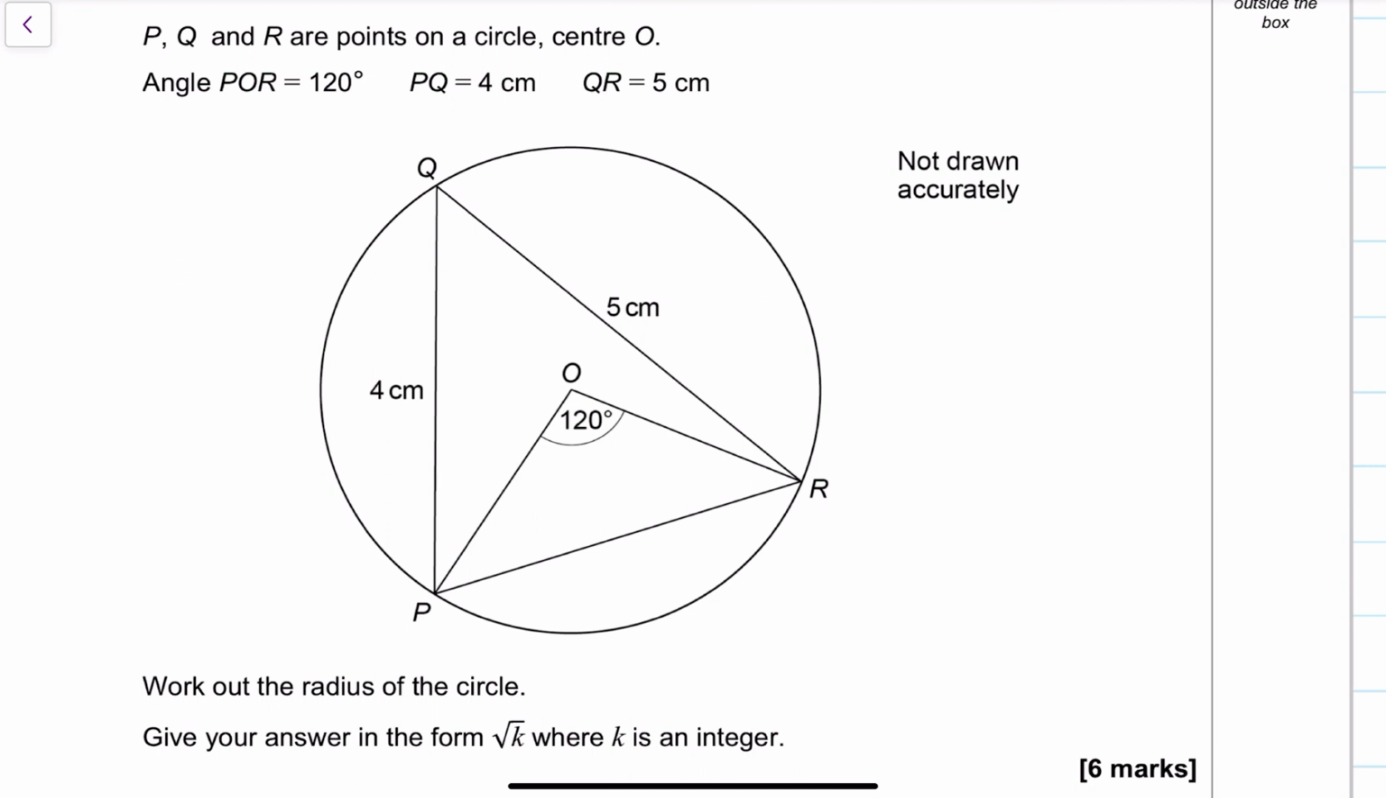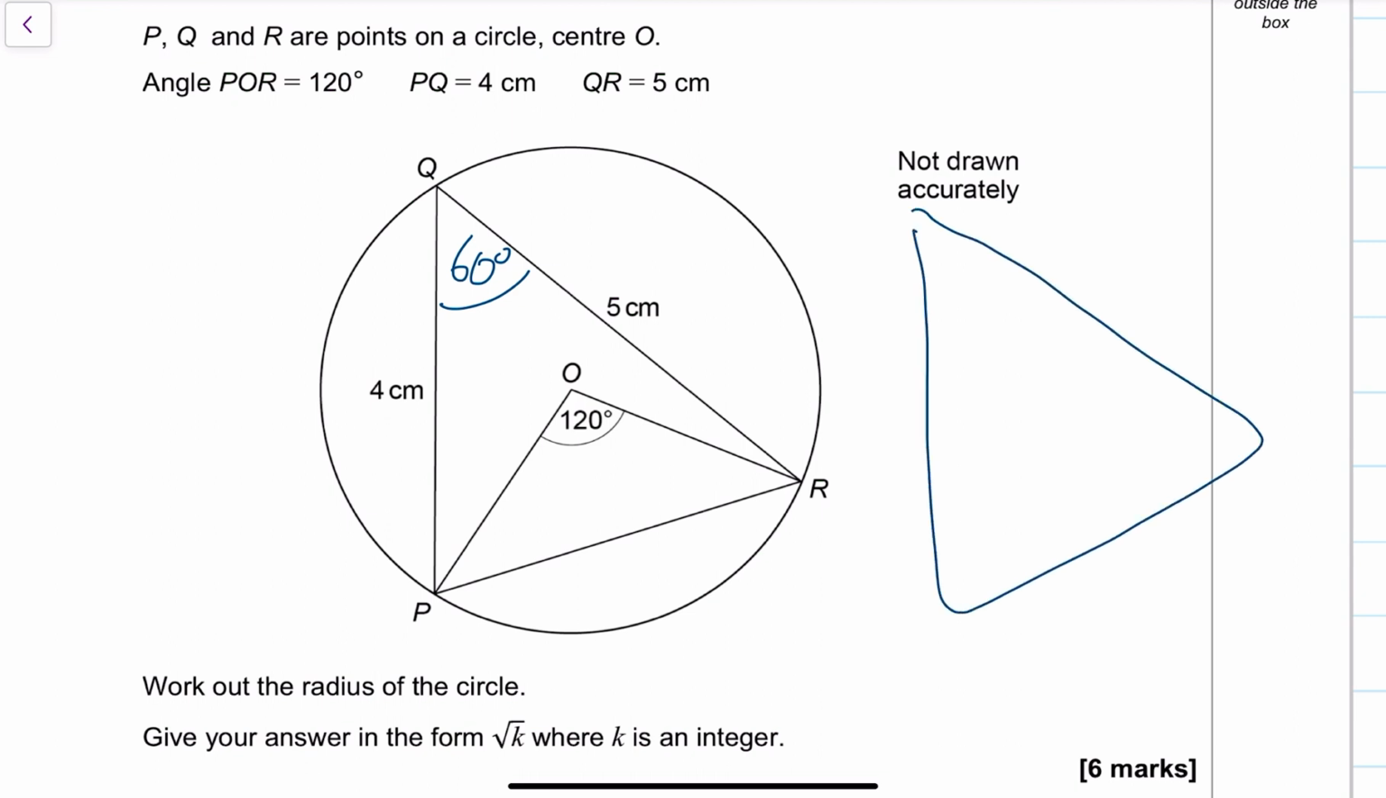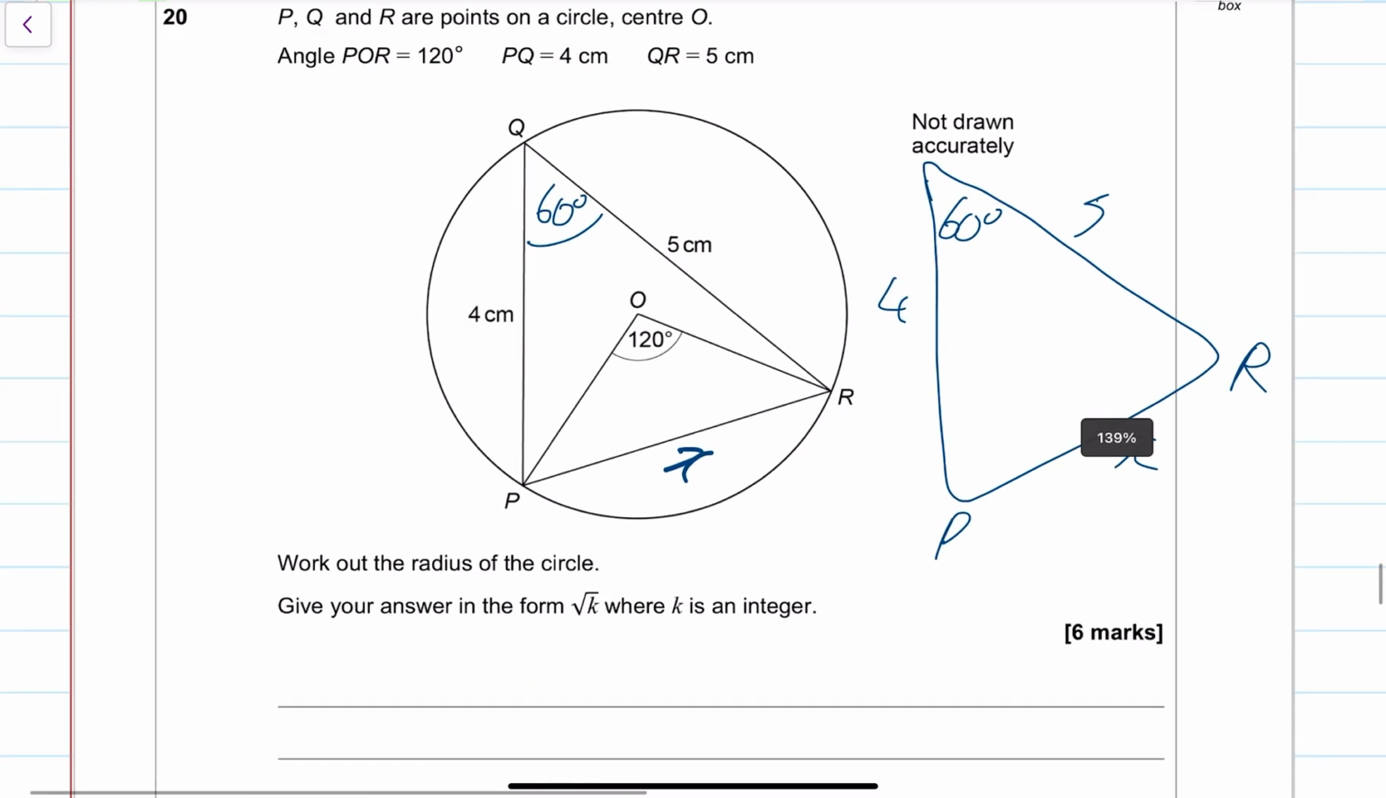Right. The angle to the center is twice the angle to the circumference. So this angle must be 60. And then if I just look at this big triangle from Q, which has angle 60, that's 4 and that's 5. I could find this side here. So that's PR I could find. That would allow me to find, so let's find this side X.